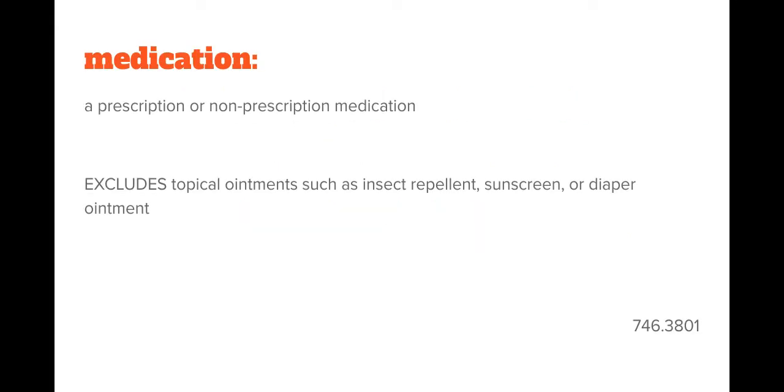Okay, so medication, something we already know about, but why do we need to define what it is? Well, for purposes of the child care center, medication is a prescription or a non-prescription medication that does exclude, which means does not include, topical ointments such as insect repellent, sunscreen, or diaper ointment. However, at the child care center I work at, we do also have a form that we have parents sign and bring when they bring in the diaper ointment or insect repellent, but your facility might not have you do that. So that's a question I would ask.